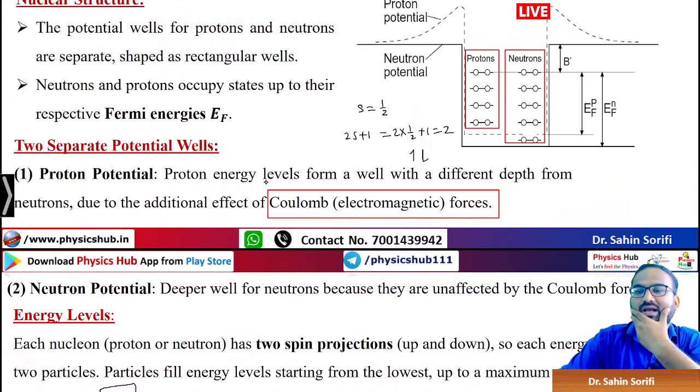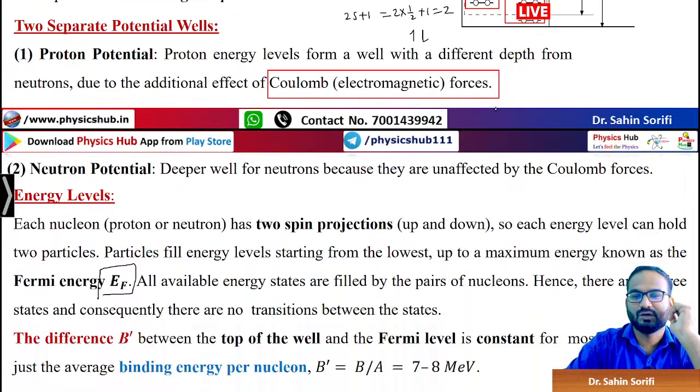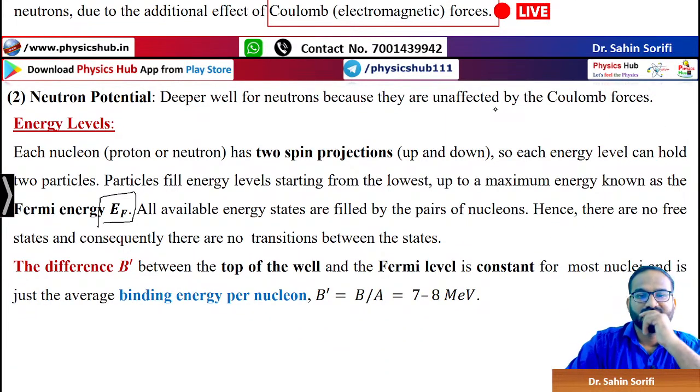What does it say? As you can see, the levels are all filled with nucleons, either by protons or by neutrons. So there is no excess level where these protons or neutrons can go. So that is why there is no transition involved. There are no free states and consequently there are no transitions between the states.